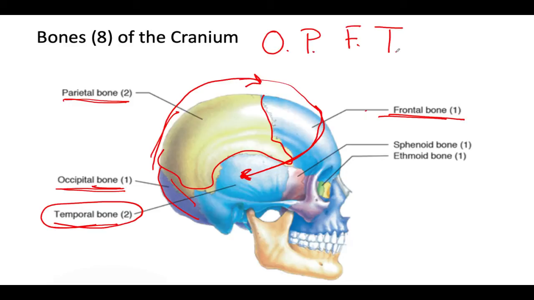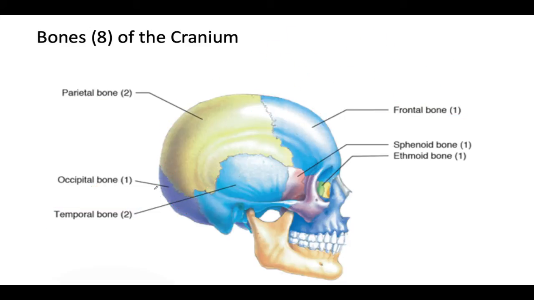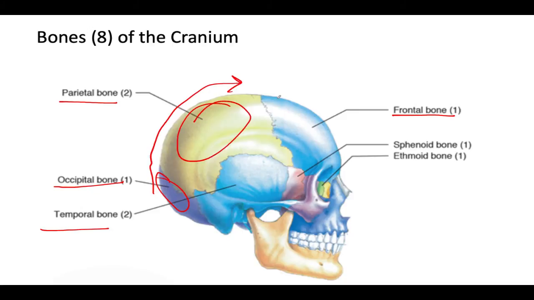And then we could make a little acronym. We can say OPFT. And something I thought about is "offer people fine tea" or "fresh tea." So one of those, offer people fine tea or fresh tea. And so it helps us to place our hand on the occipital bone and move in a clockwise manner towards offer people fresh tea. So we can begin to say occipital, parietal bone, frontal bone, and then end at temporal bone.